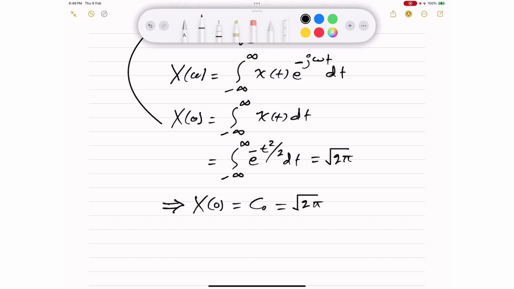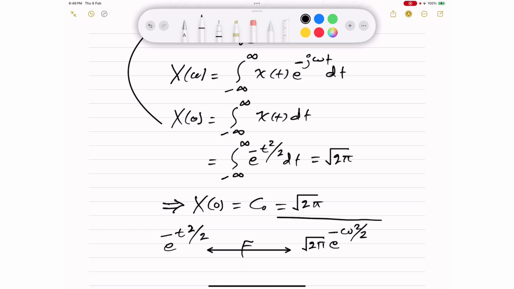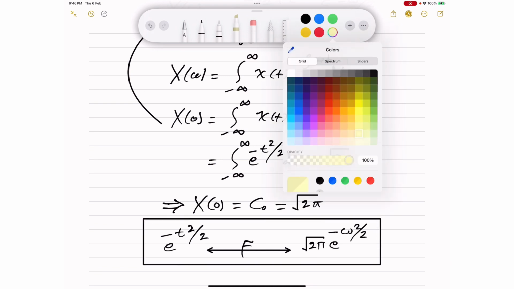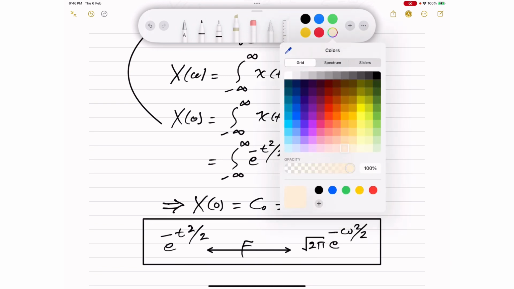So that makes the Fourier transform of e to the negative t squared divided by 2 basically equal to the square root of 2 pi e to the negative omega squared divided by 2, and that is the solution to our question. So I'll put that in a box, and then I will highlight it with this beautiful color here.